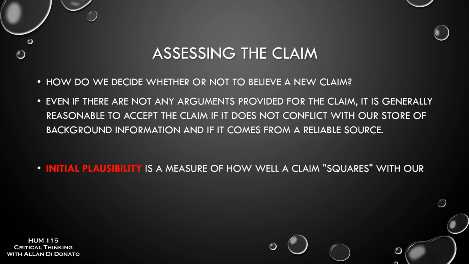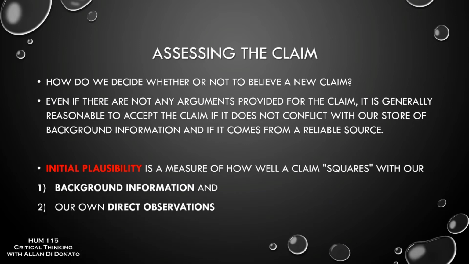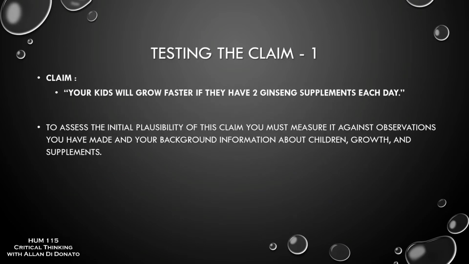So we're talking about what we might call initial plausibility, kind of how credible it seems on the surface when we're first presented with it. So it's a measure of how well the claim squares with the background information, direct observation, and so on, because we've got both of those things to play with. Number one, let's take a look at an example, and we'll unpack what we mean by background information and direct experience. Direct experience is actually part of our background information if you think about it.